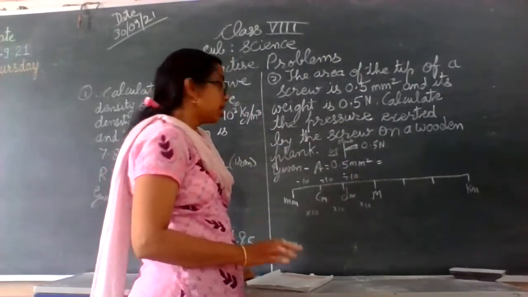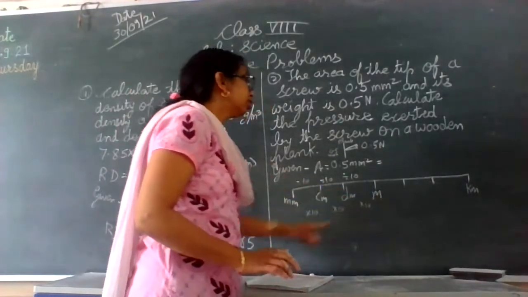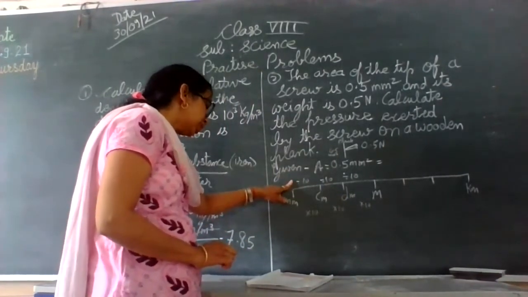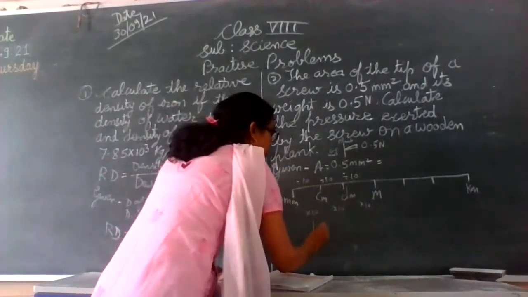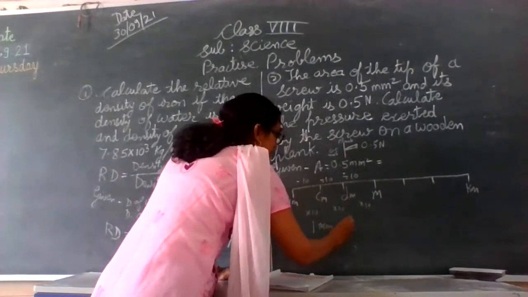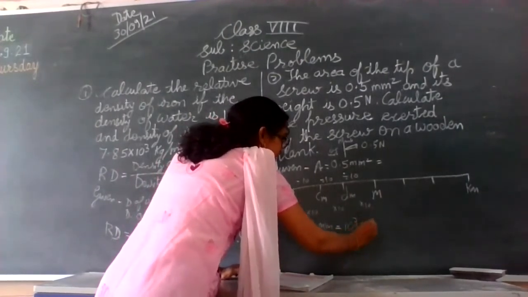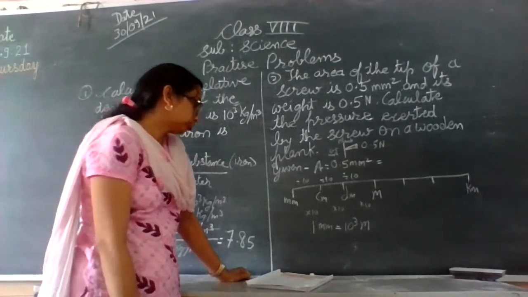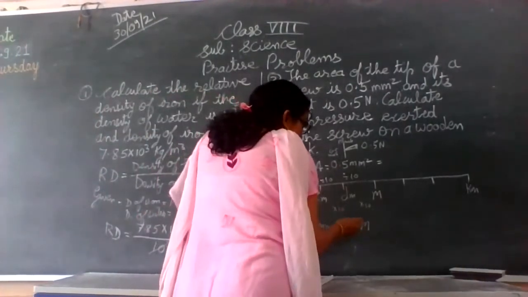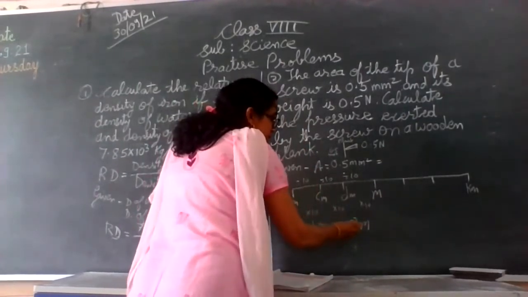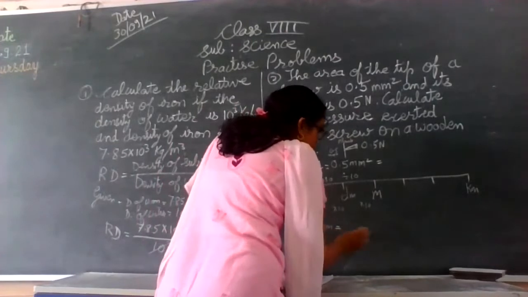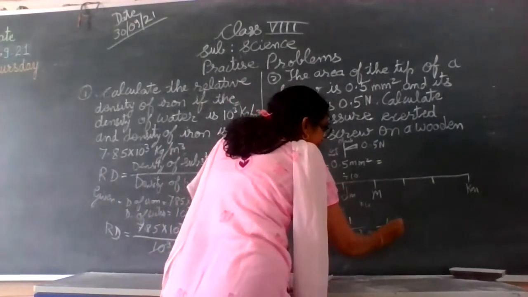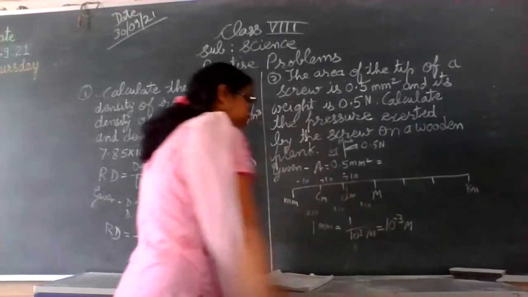Okay, if you remember these, converting millimeter into meter, we have to divide by how much? 10 raised to 3. 1 millimeter is equal to 1 by 10 raised to 3 meter, since we are dividing, so it is 10 raised to minus 3 meter.